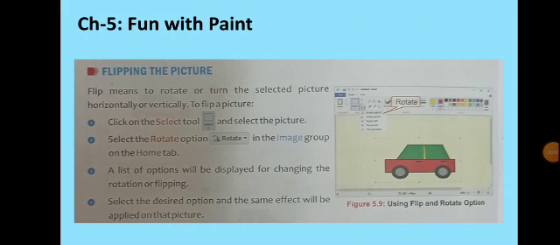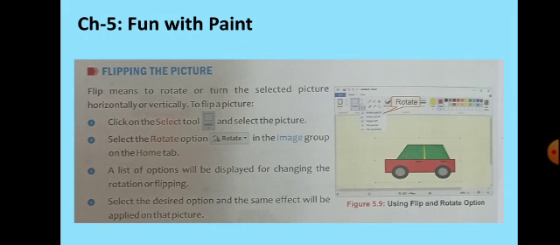So dear children, in this part 3 video of this chapter, we are going to learn about some more features that are available in MS Paint. So let's start with flipping the picture. So what is flipping? Flipping means to rotate or turn the selected picture horizontally or vertically.